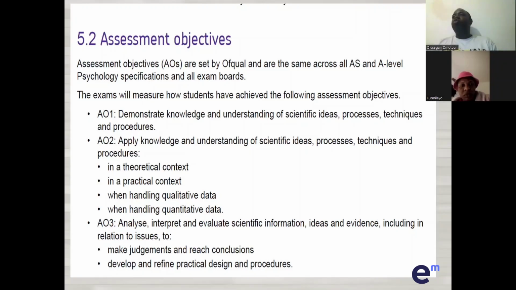is AO2. When we talk about assessment objective number 2, I want you to have this proper understanding so that you will not have issues when you're faced with exams. Now, when we talk about AO2, basically it talks about application of knowledge and understanding.